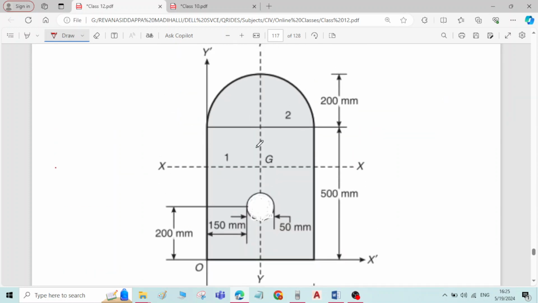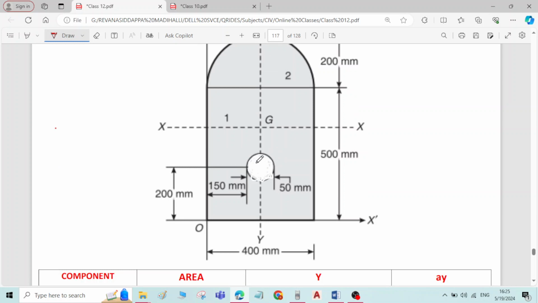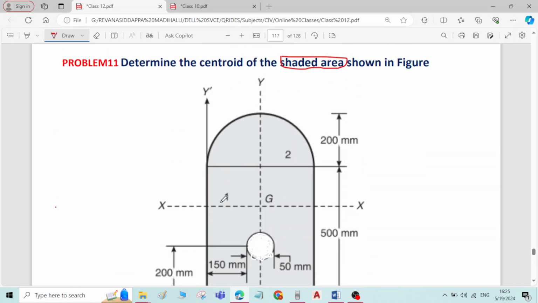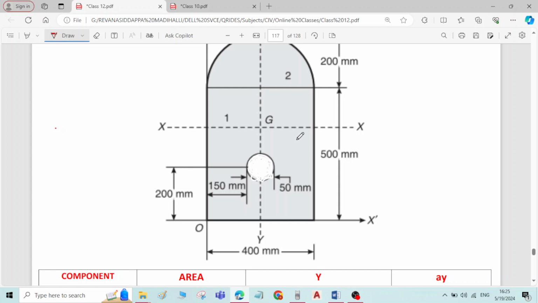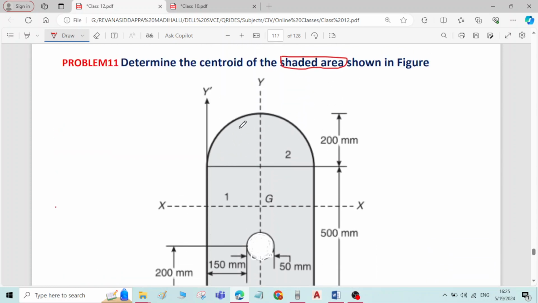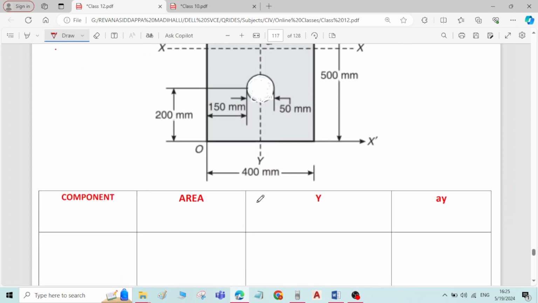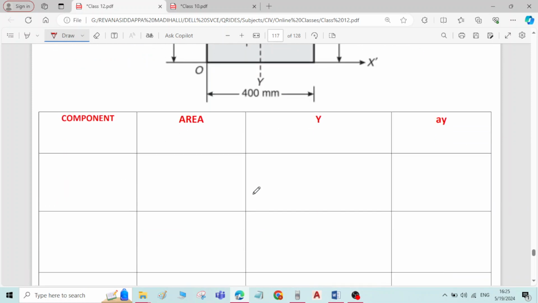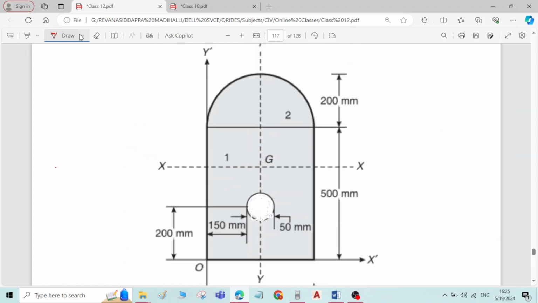Therefore, in the total area, if you deduct the area of this circle, you will get the area of the shaded portion. Here the circle is the unshaded portion, and the remaining components are shaded. So the area of the rectangle plus the area of the semicircle minus the area of the circle will give the area of the shaded portion. There are three components in this figure, and before that let me write the reference axis.